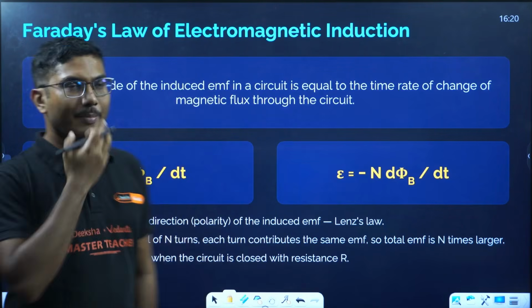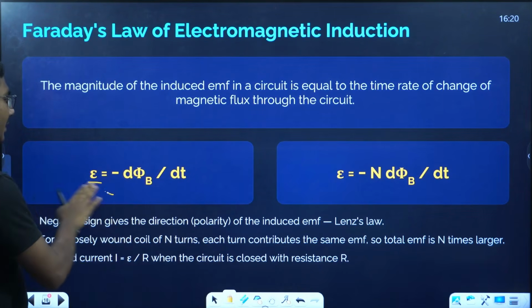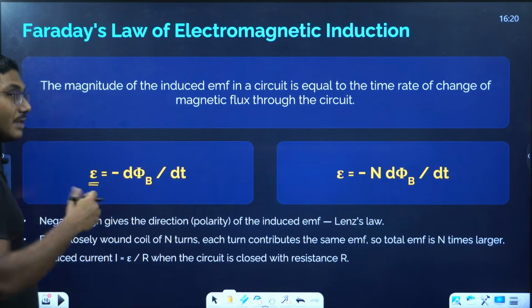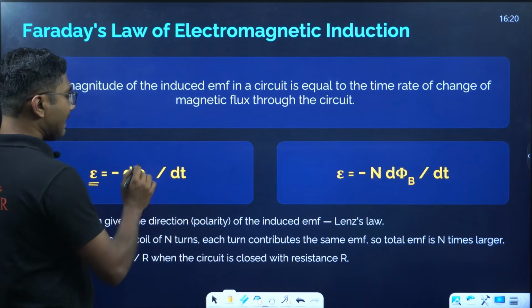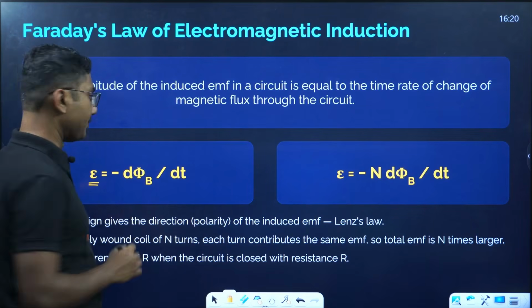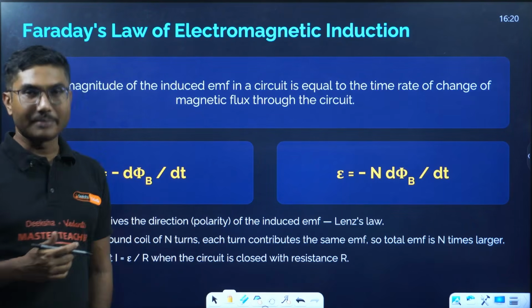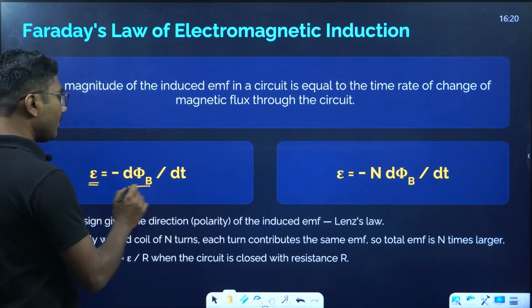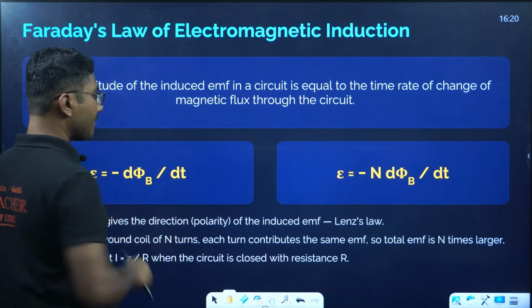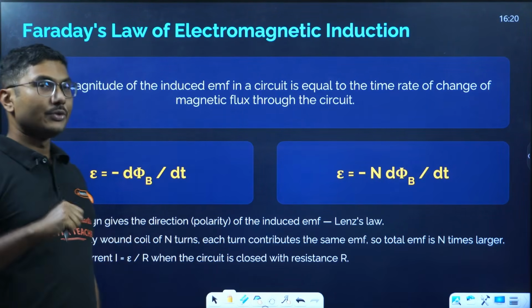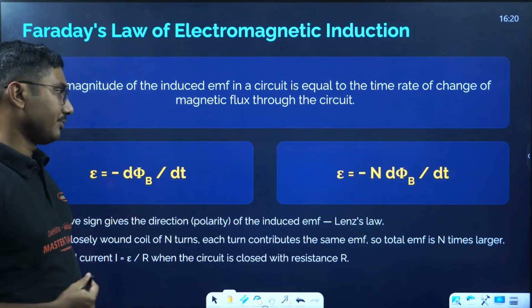So that is not a parameter. The parameter here is the induced EMF. Okay, that is the voltage that is produced. It is given by minus d phi B by dt. Okay, minus d phi B by dt. d phi B is the change in flux and dt is the change in time. So d phi B by dt gives you the induced EMF.